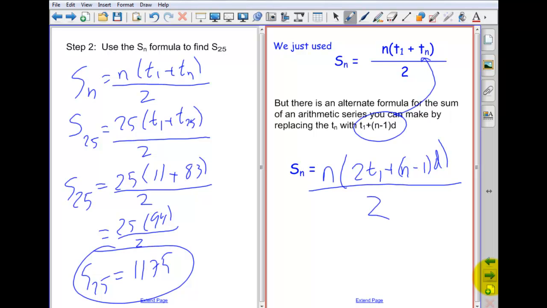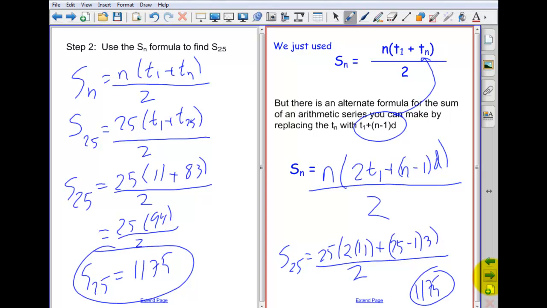Now, what are the advantages of this formula? What is it missing? T sub n. So you don't have to find the last term. Kind of like what happened here. So we could have gone S sub 25 equals 25 times twice T sub 1, which was 11, plus 25 minus 1 times the common difference, which we'd see was 3, right? All over 2. And you should get 1175 on that as well. Okay?